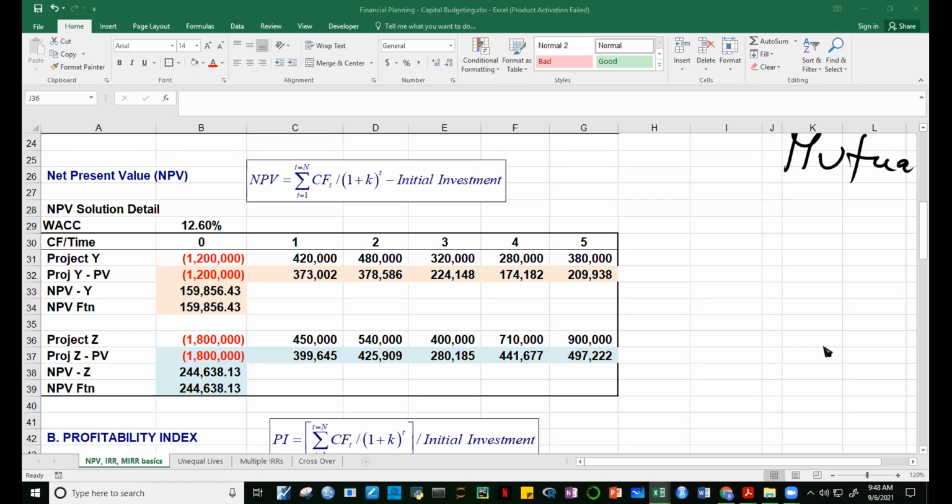So kung may budget na 2 million, ang pipiliin natin si Project Z. Pero kung may budget na 3 million, then pwede yung dalawang piliin. 1.2 at saka 1.8, the sum of that is 3 million. So pwede sila. Kung may budgetary constraint na 1.5 naman, okay, 1.2 lang pwede natin piliin sa Project Y.